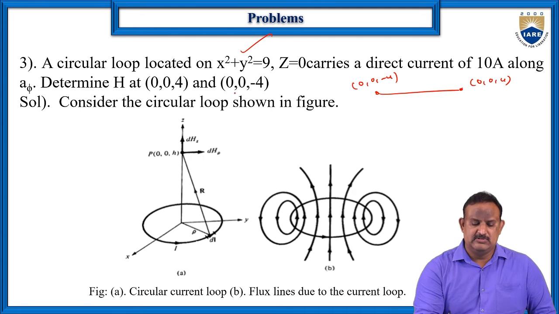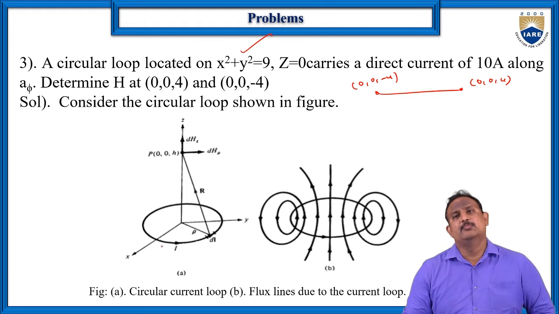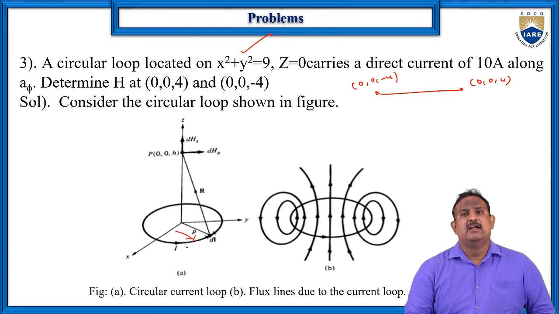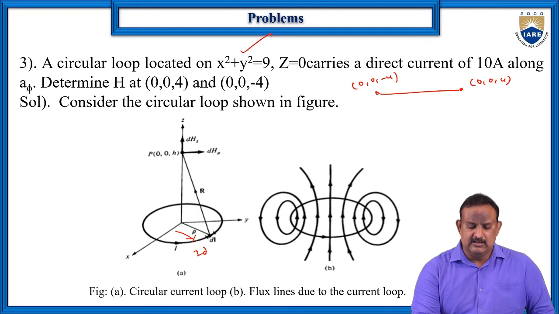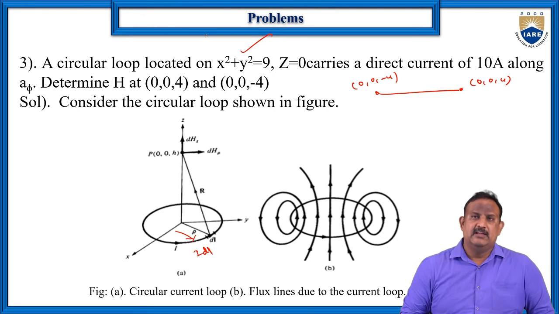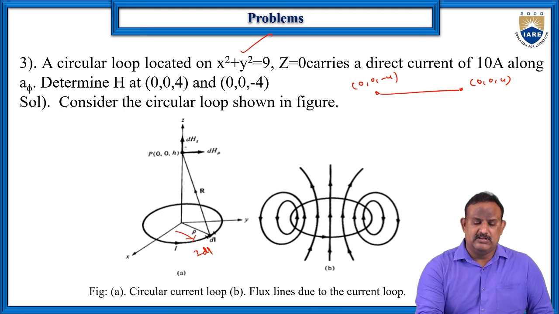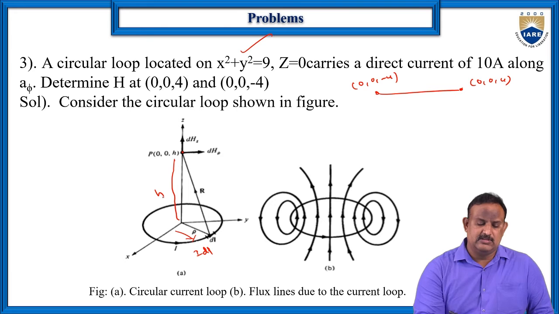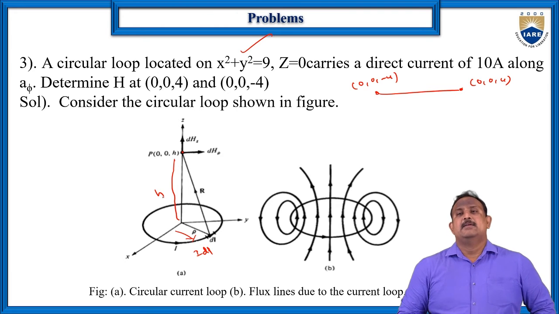So here we need to assume a circular current loop which has the radius rho and the current element I dl, and which is placed along the z-axis. We need to find out the magnetic field intensity at point P. So the point P is (0, 0, H), where H is the height of the point.